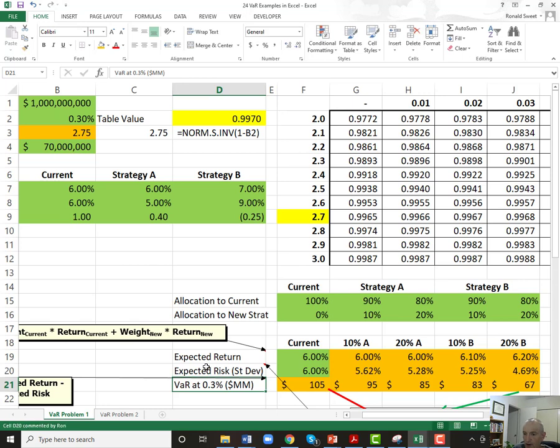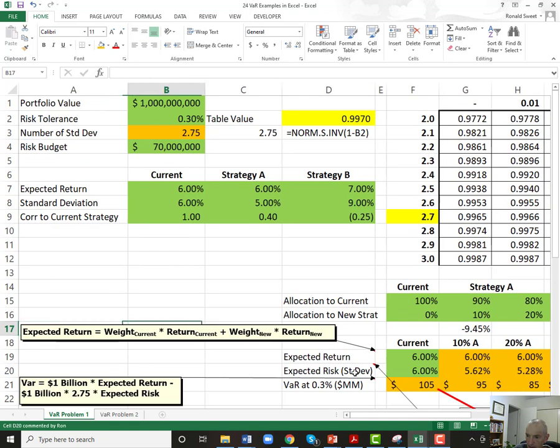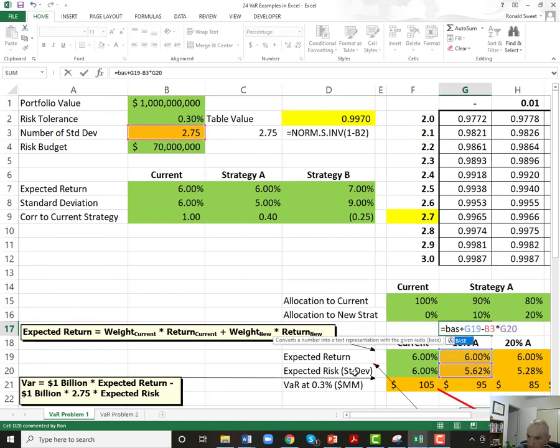So what is the VAR? So the VAR in percents. We should do that VAR in percents. So what is VAR in percent? Remember, you take the expected return minus 2.75 times the standard deviation. So here's, I should have put this in here. And remember, we do it in an absolute value. We don't want negative numbers.